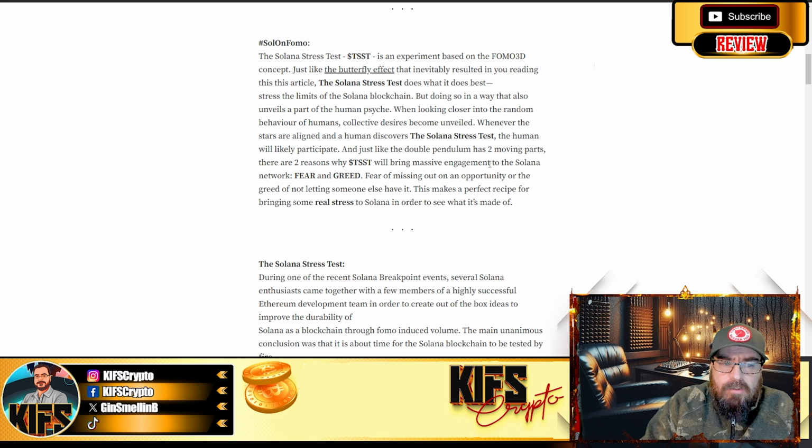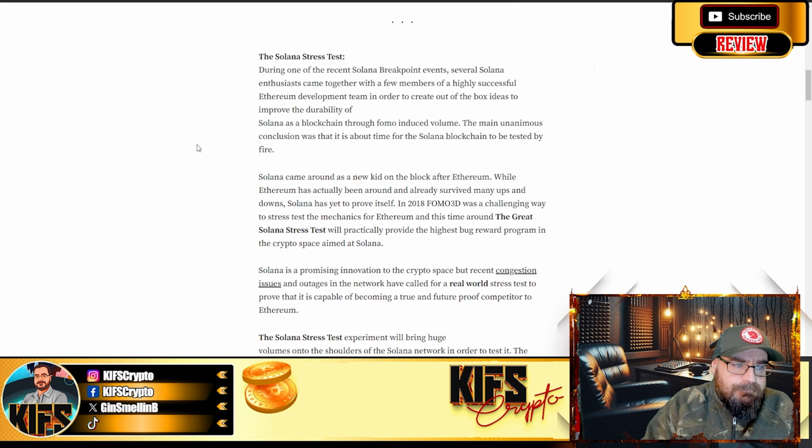And just like the double pendulum has two moving parts, there are two reasons why TSST will bring massive engagement to the Solana blockchain and network. And that is something that is in abundance in the crypto space. That's fear and greed. The fear of missing out on an opportunity, or the greed of not letting someone else have it. This makes a perfect recipe for bringing some real stress to the Solana network.